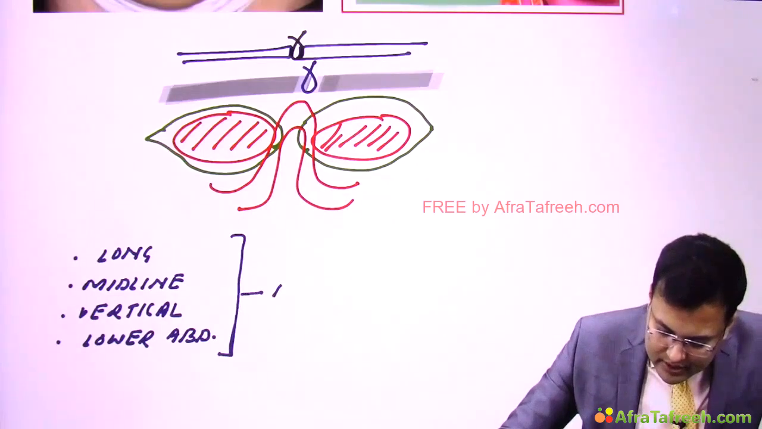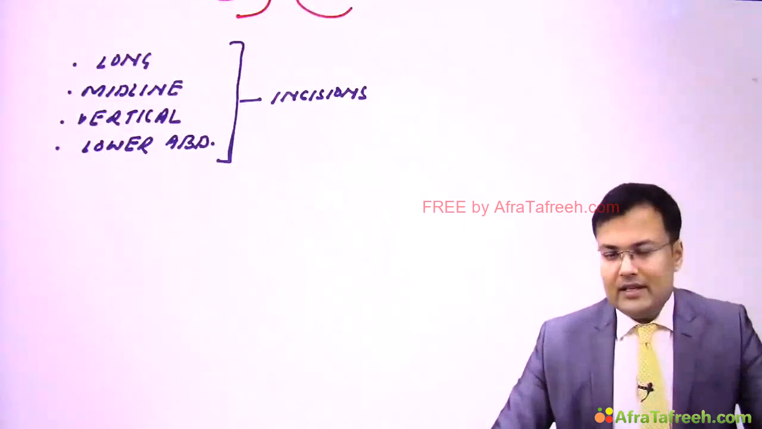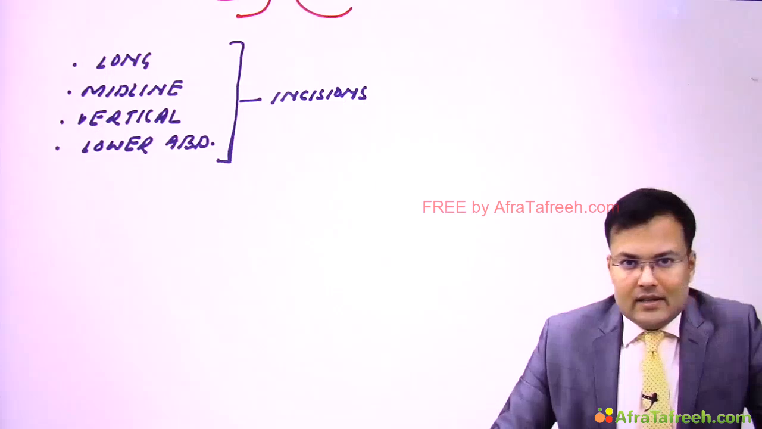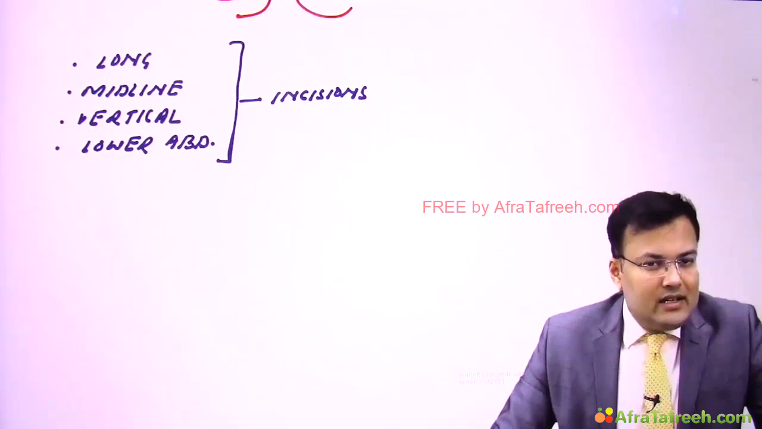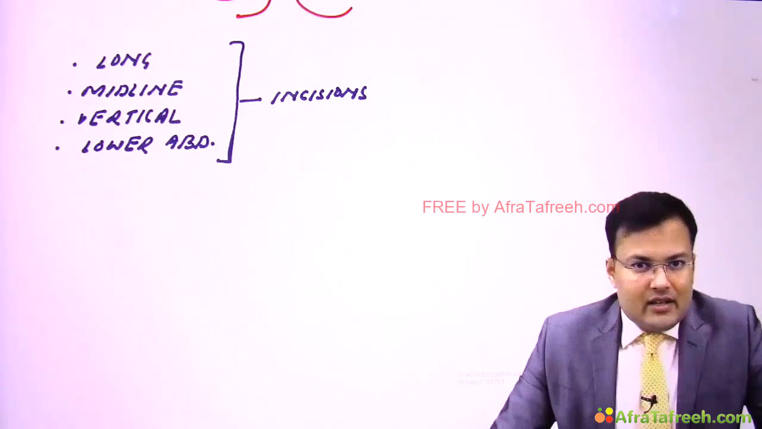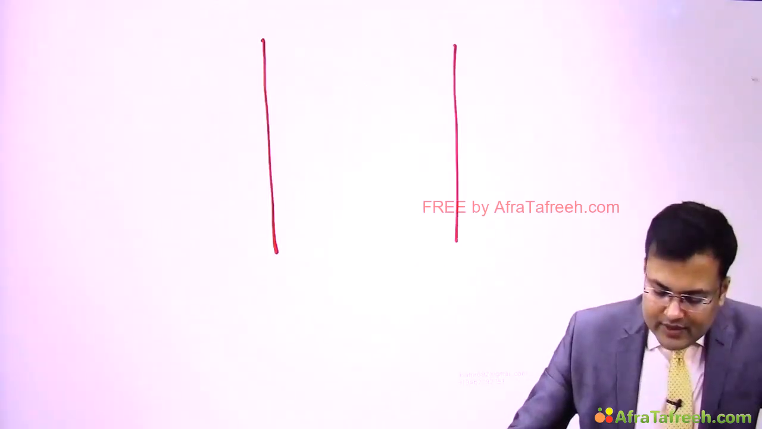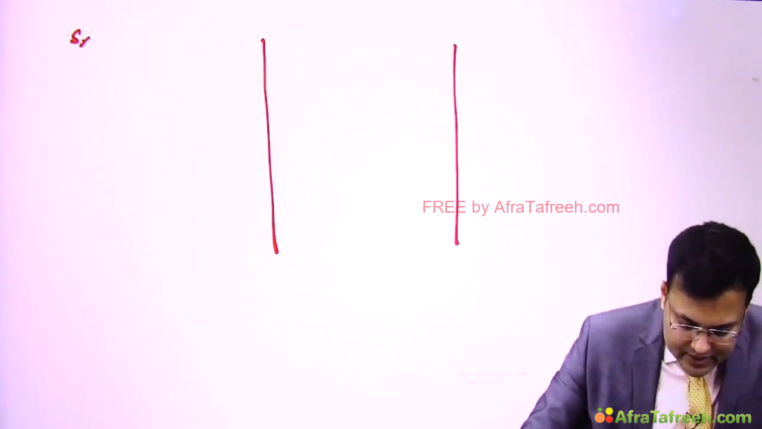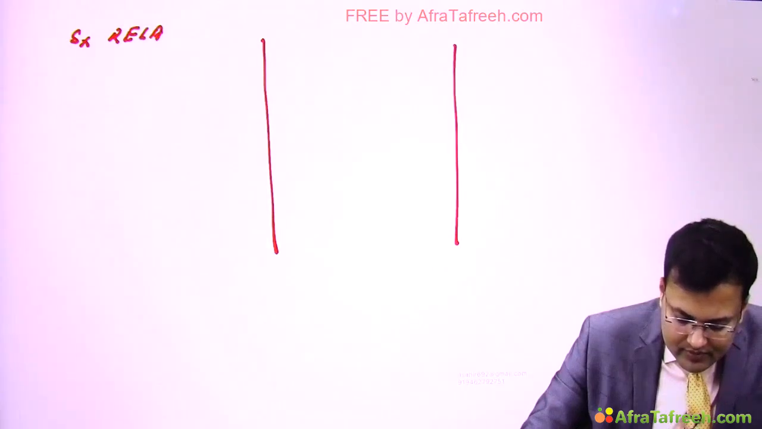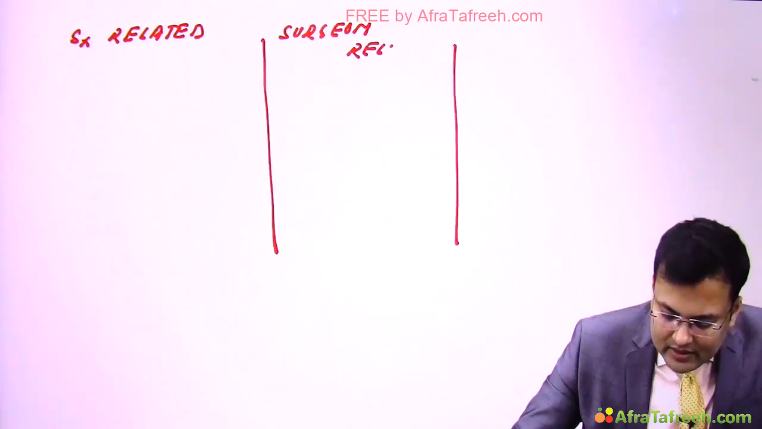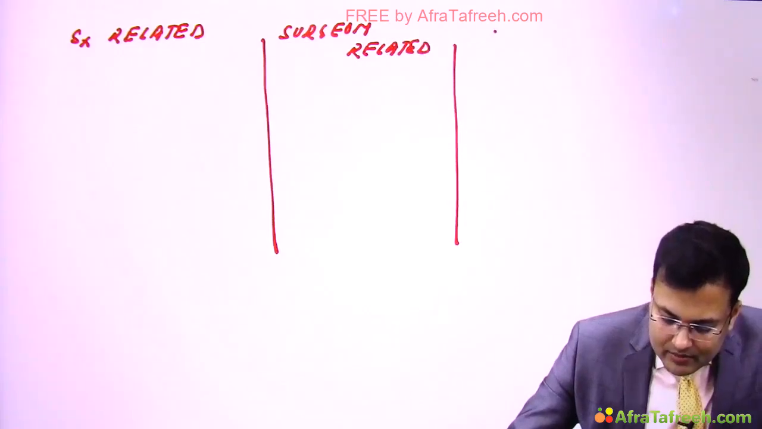Clear? So these kind of incisions are having increased risk of incisional hernia. Apart from these risk factors, there are 3 other risk factors. One is surgery related, one is surgeon related, and the third is patient related. So see the risk factors. There are 3 groups of risk factors. First, surgery related. Second is surgeon related. And the third is patient related.